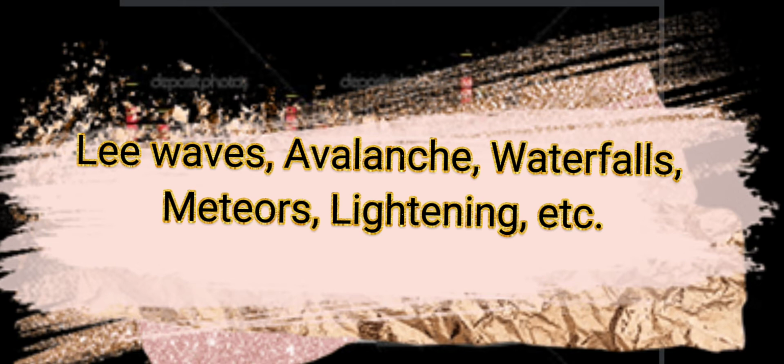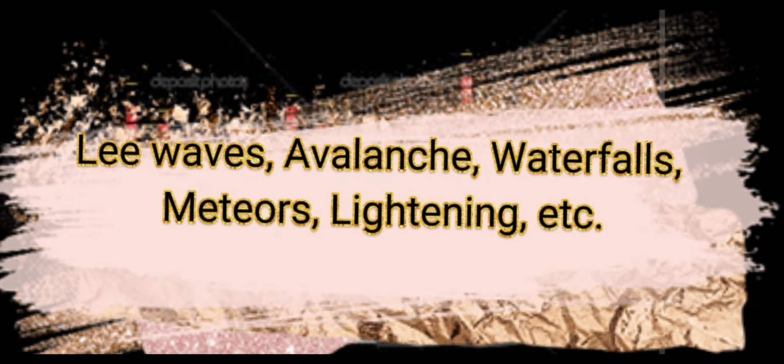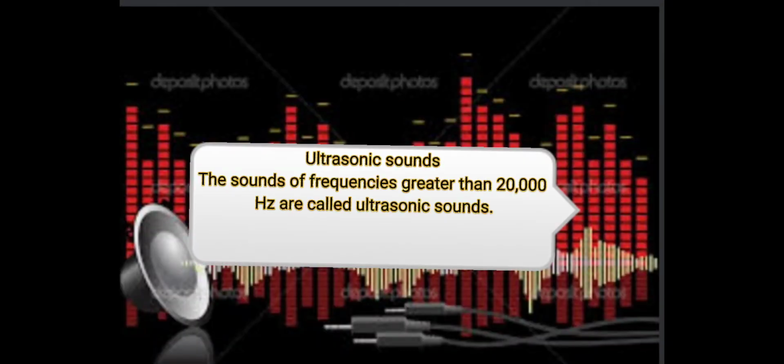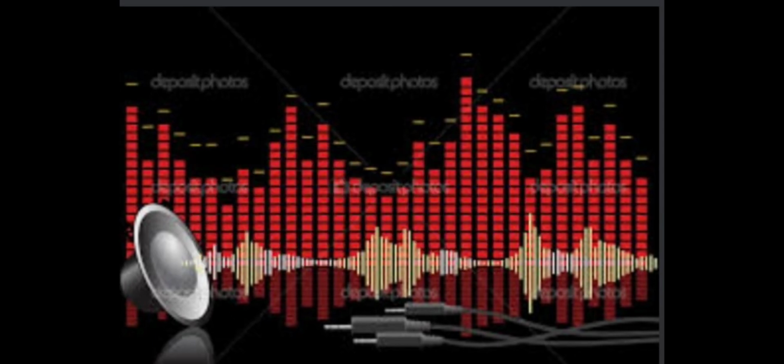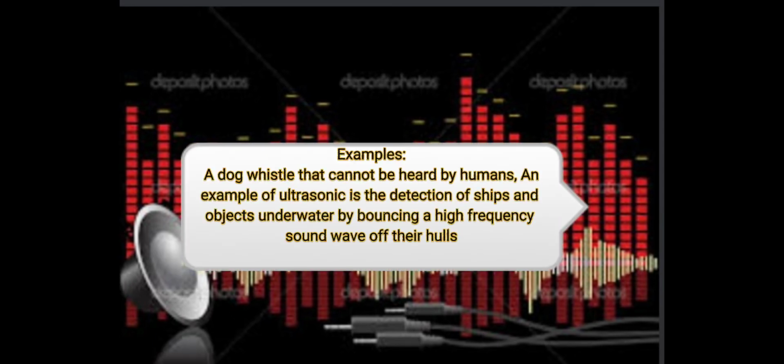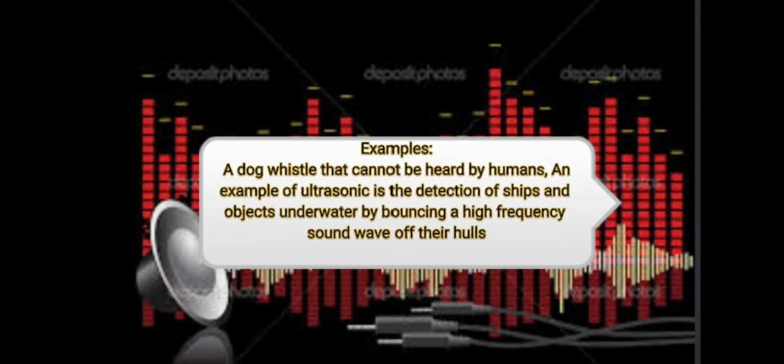Lee waves, avalanche, waterfalls, meteors, lightning, etc. Ultrasonic sounds, the sounds of frequencies greater than 20,000 Hz, are called ultrasonic sounds. Examples: a dog whistle that cannot be heard by humans.